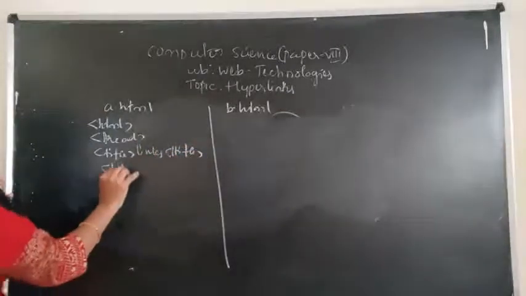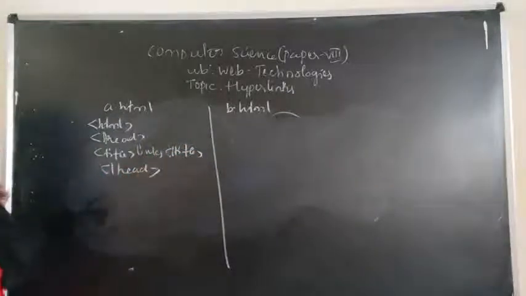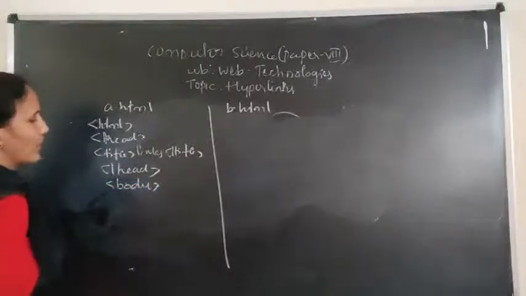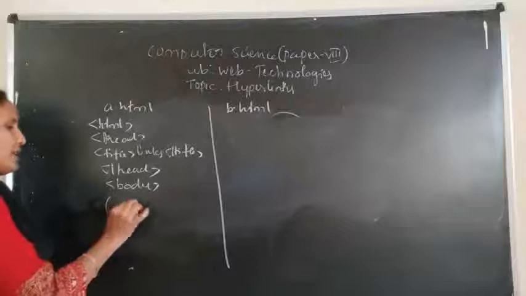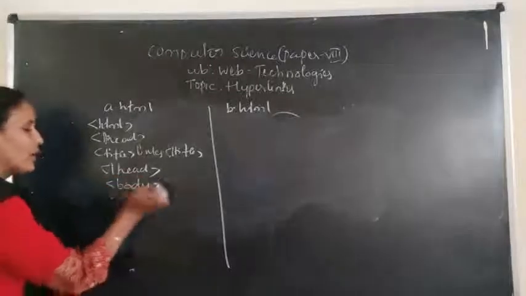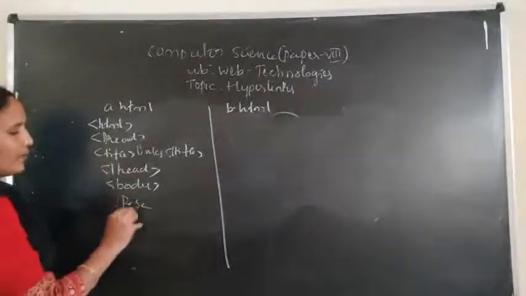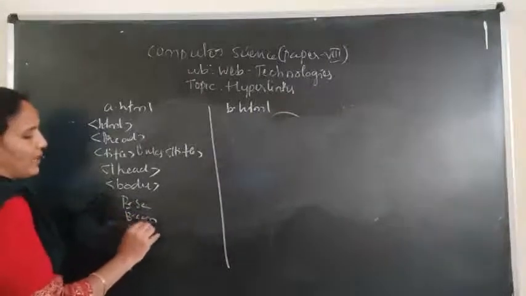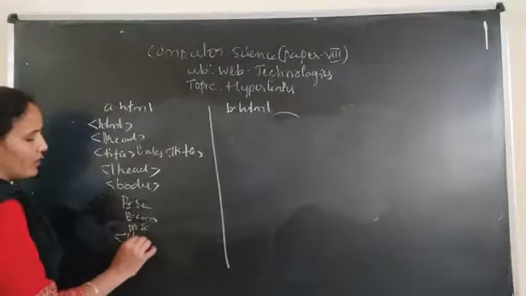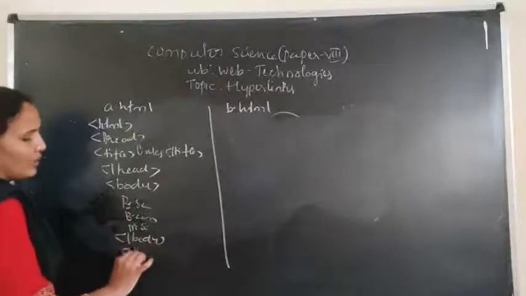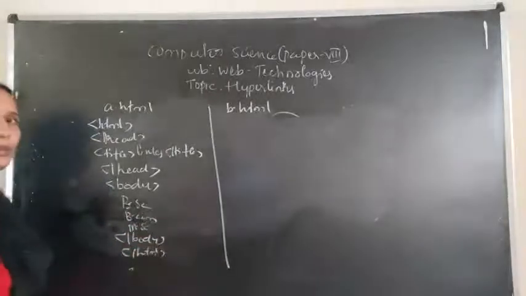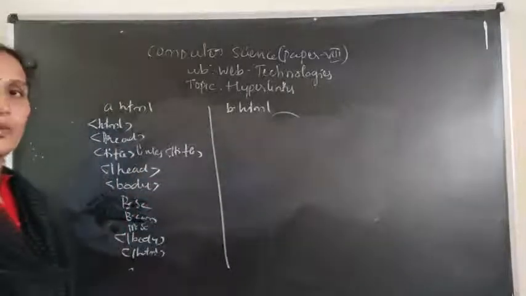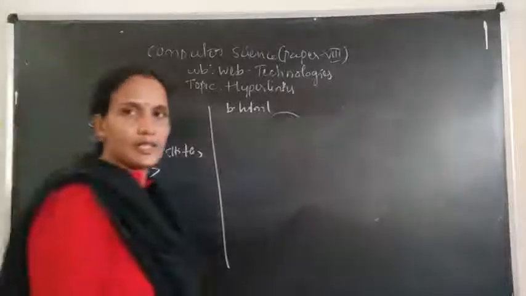Next, I am closing the head section. After closing the head section, I am giving the body tag. Inside the body tag, I am giving GPRDC exam or BSc, BCom, MSc example. Next, I am closing the body section and closing HTML. This is a simple document without any hyperlinks. Now we create one more document which illustrates the links in HTML.